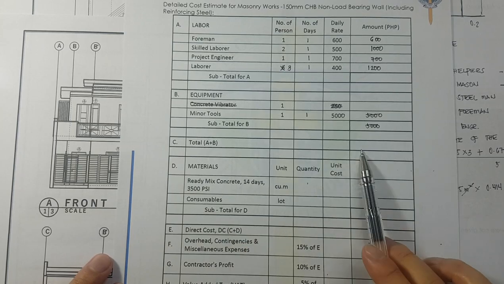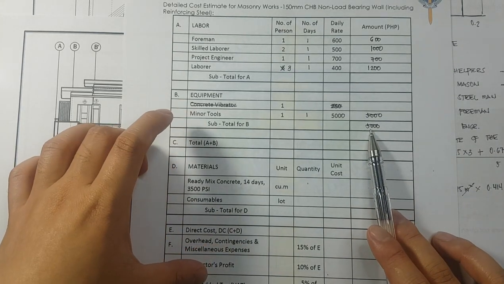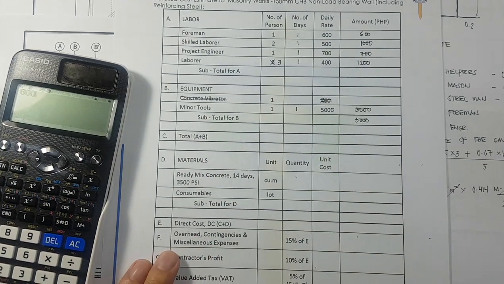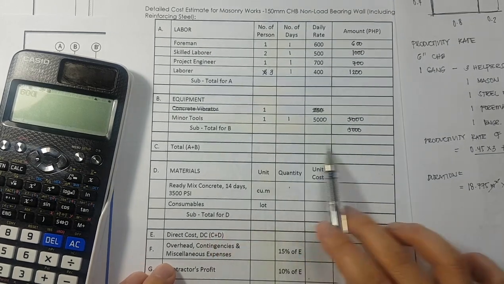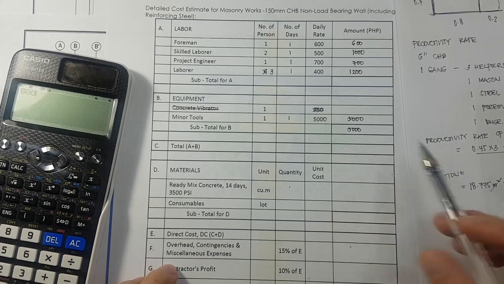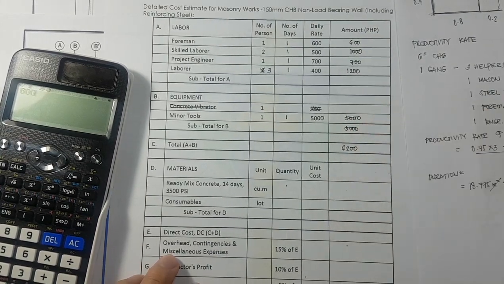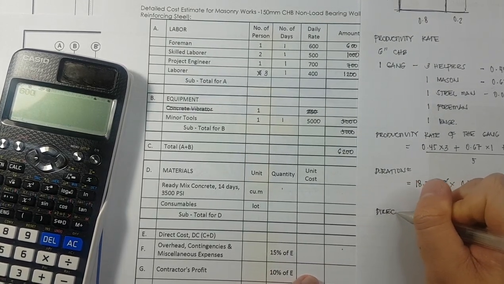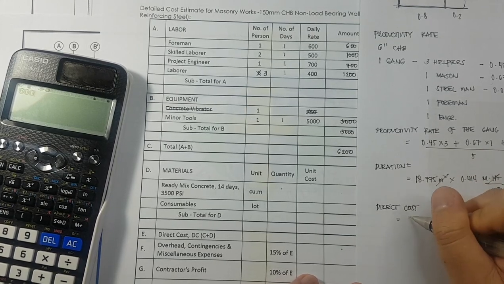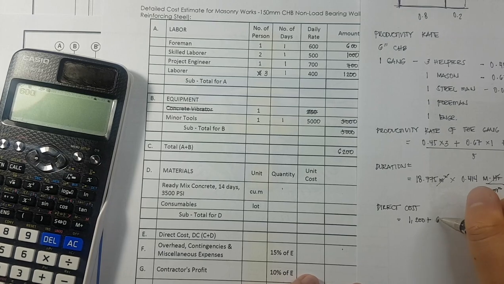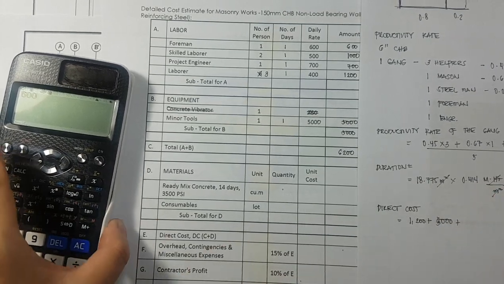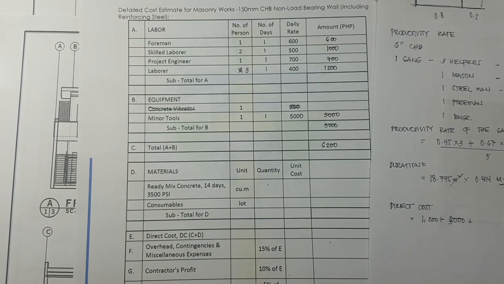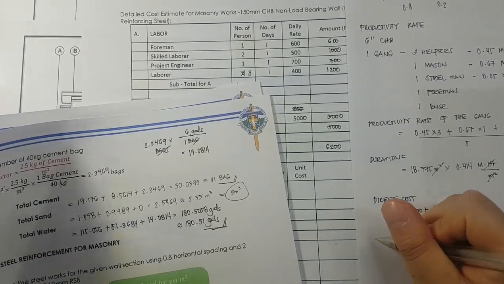Next, we have the total here. So, the total for the labor. So, indirect, this is equivalent to 6,200. So, 6,200 pesos. Now, for the indirect cost, direct cost is equivalent to 1,200 plus 5,000 plus our material cost. What is our material cost from our estimated value? We don't have a value for that yet.